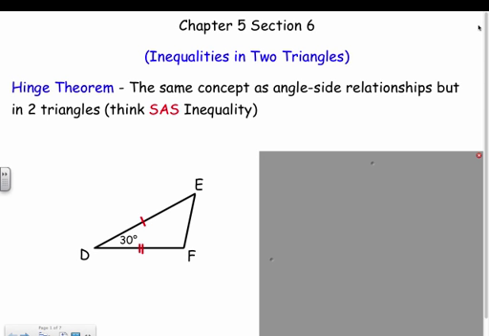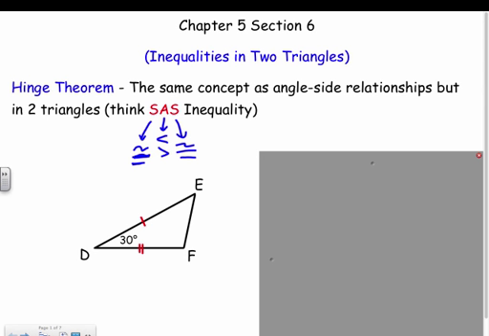Basically, I need to have two sides that are congruent to two other sides, and the angle in between them, we're going to be able to write an inequality for. Okay, so I need a side and a side with congruence, and the angle included, or the angle in between, we can look at and apply our angle-side relationships to that.